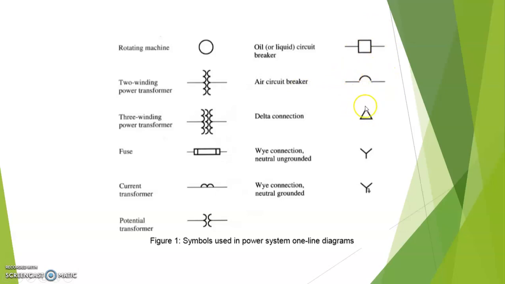This represents the delta connection of your machine or transformer. And this represents the Y connection. Here is also a Y connection. The difference between here and here is that this is a Y connection with the neutral ungrounded, but here you have a Y connection with the neutral grounded. So these are all the symbols that we always use when we want to draw our power system in terms of the one line diagram.